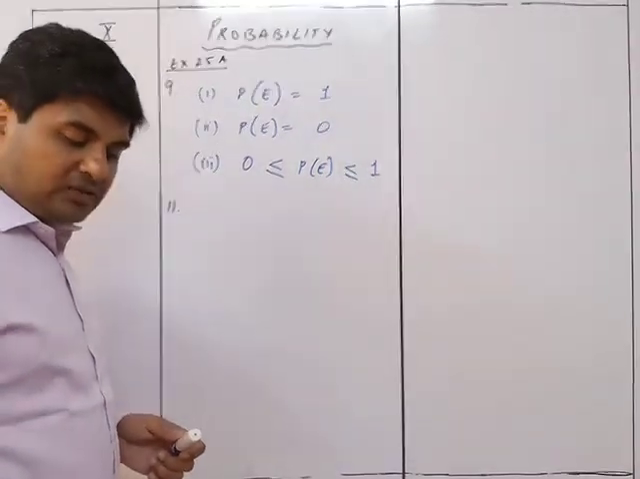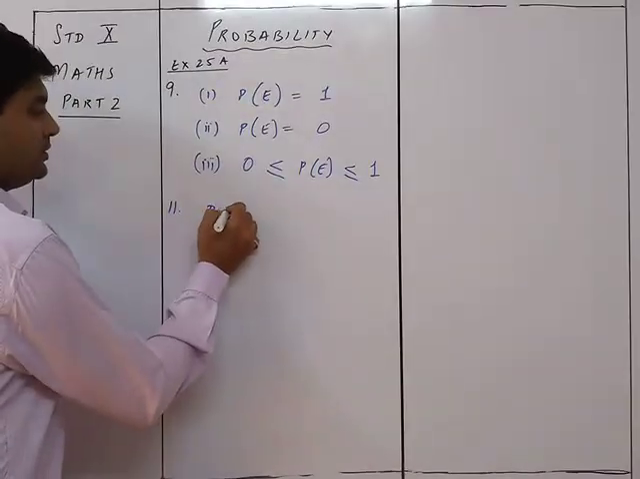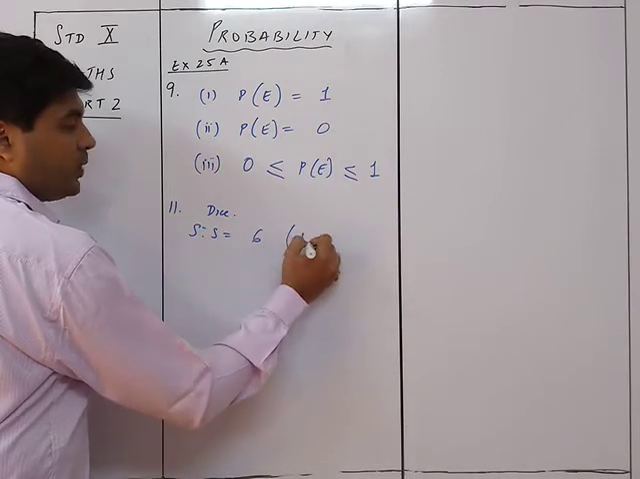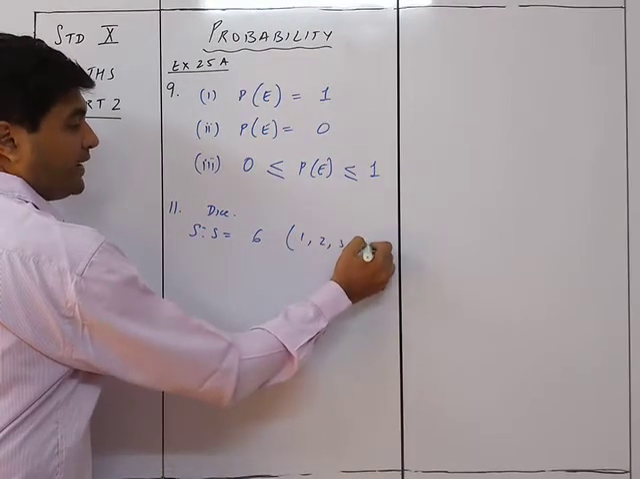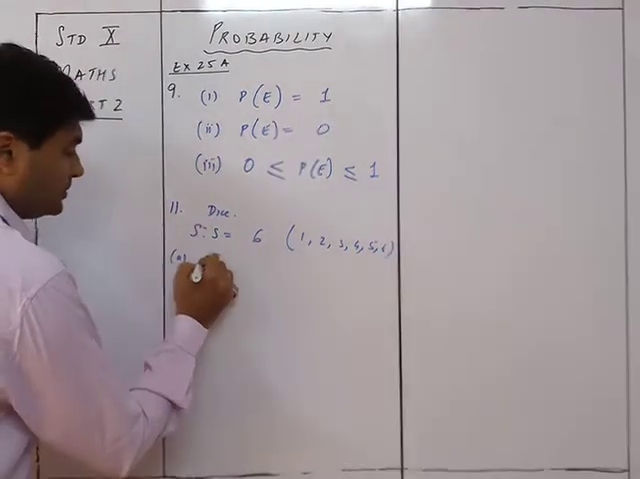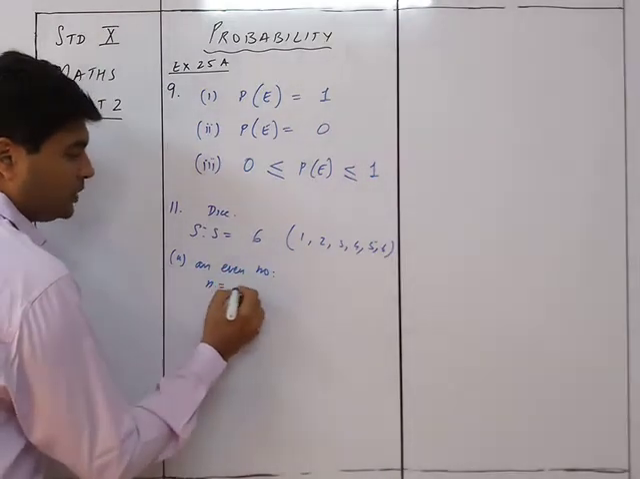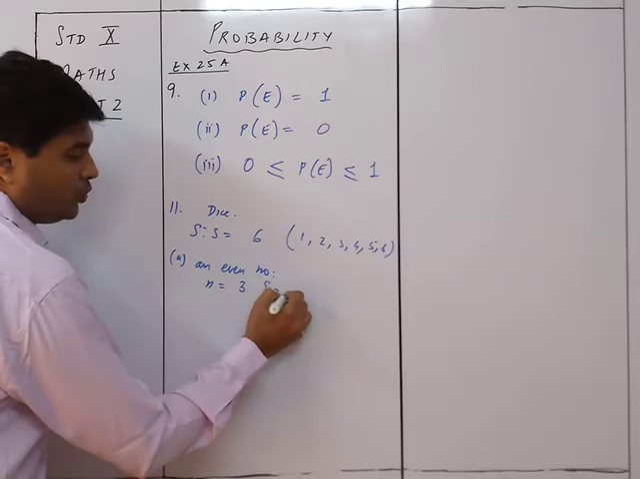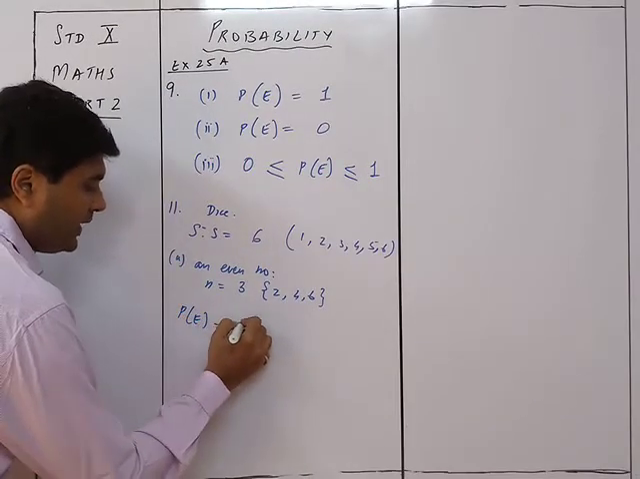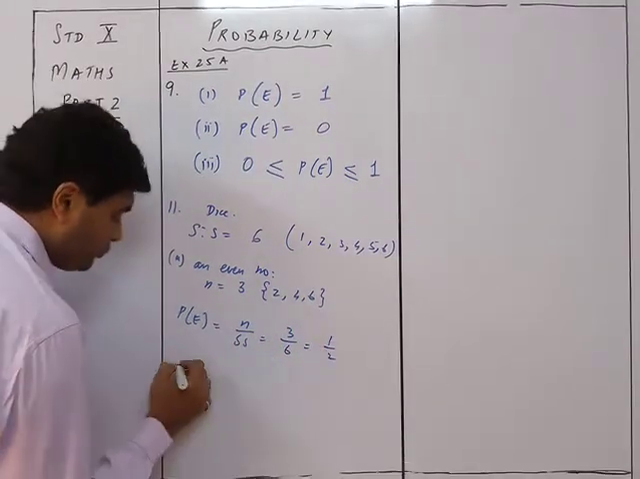A dice is thrown once. Find the probability of getting. So first thing is a dice. So sample space is equal to 6, that is 1, 2, 3, 4, 5 and 6. You are given the first thing is getting an even number. So an even number, therefore n will be equal to 3, that is 2, 4, 6. So accordingly P(E) will be equal to n upon SS, that's 3 upon 6, which is 1 upon 2.